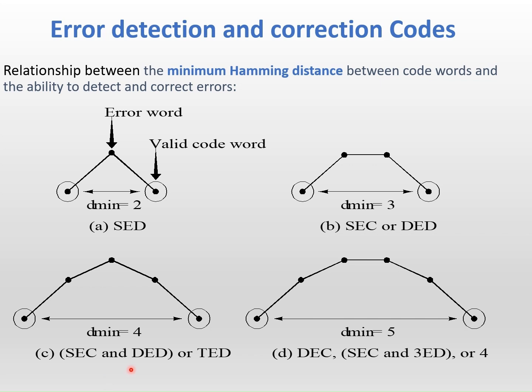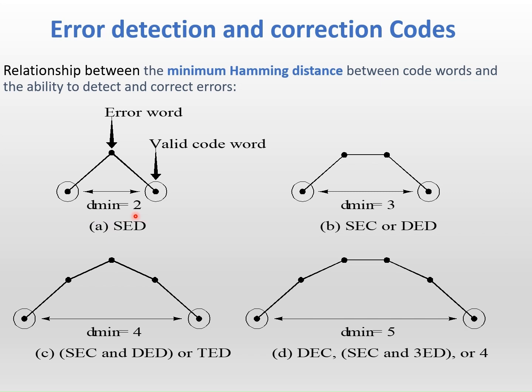The importance of the Hamming distance can be understood better if the problem is depicted pictorially. Here, you can see that these circles are representing valid code words, and when some error takes place, it changes that code word. Suppose it is here. Now, if that error word is equal distance from two code words, then you don't know which one is the correct code. So there only detection is possible, correction is not possible.